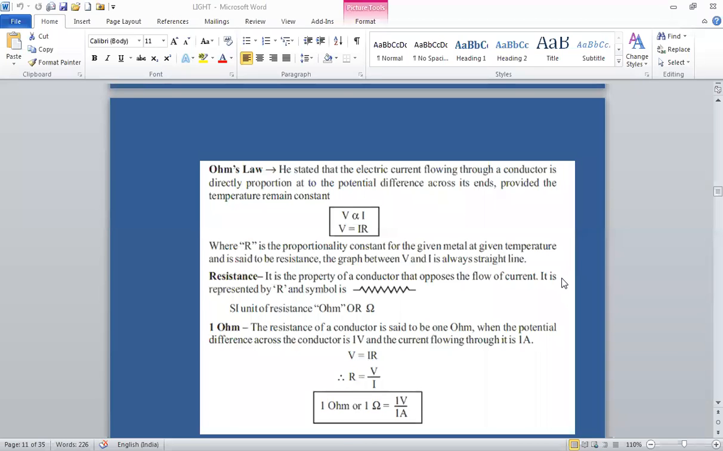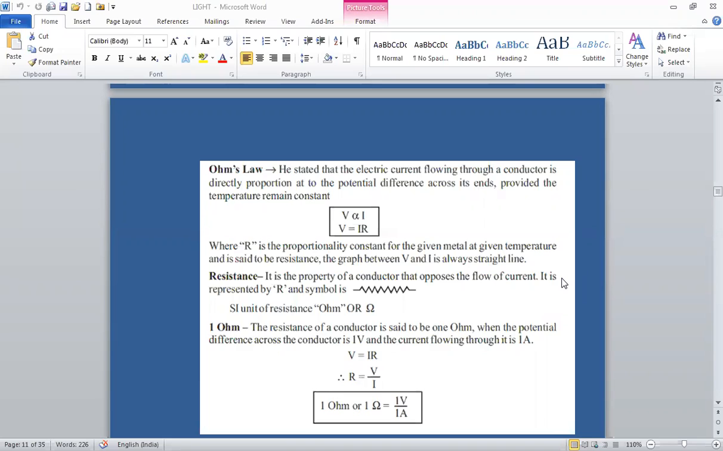Good morning, students. This is class 10 science, lesson electricity. In continuation with the last class, today we are going to study about Ohm's law.